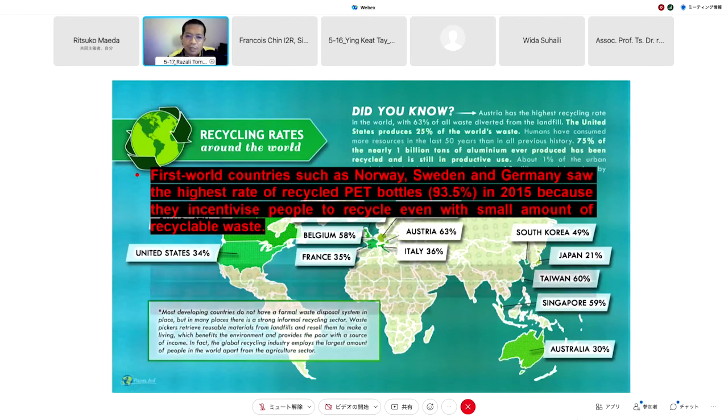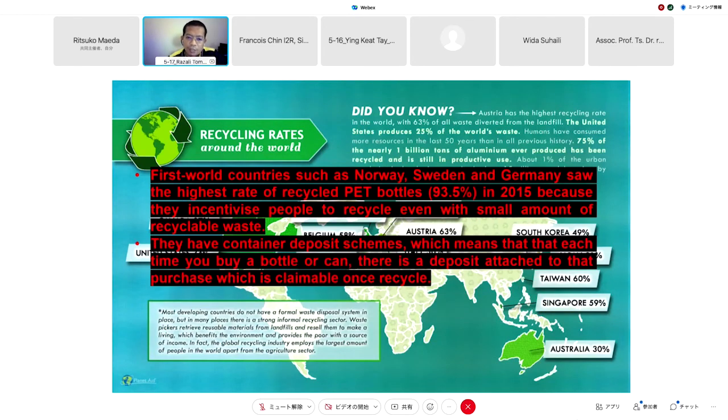In those countries, they have what they call the container deposit scheme. For instance, if we buy a mineral bottle for, let's say, $2, 20% of that is what you get back when you return the bottle to the vendor. So that is the concept of the container deposit scheme. But in Malaysia, the scheme is not yet implemented.